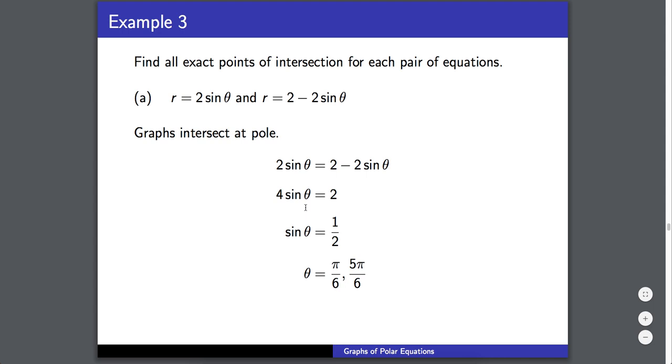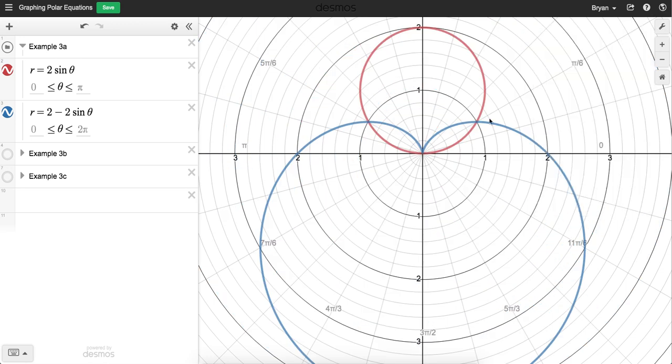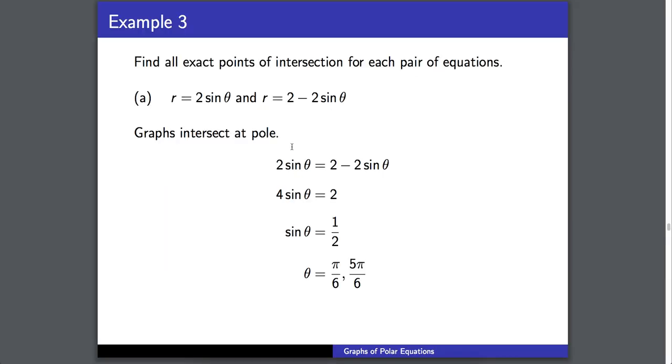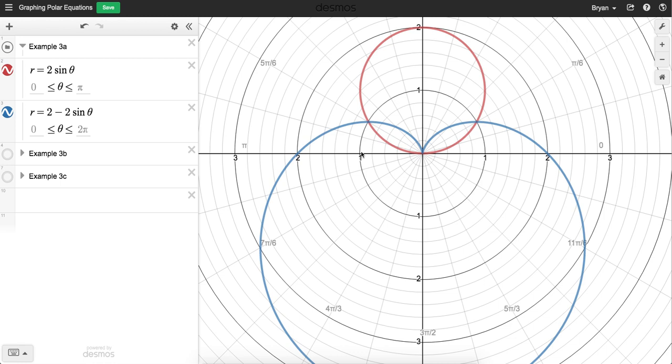And that's going to give theta is pi over 6 or 5 pi over 6, which, again, we can see if we change this to radians. We have pi over 6 for one intersection point and 5 pi over 6 for the other. Now, to get the value of r, just plug each of these into either equation, and you'll get r equals 1, which, again, this first one's the unit circle here, has a radius of 1, so this is the point 1, pi over 6. This is the point 1, 5 pi over 6.